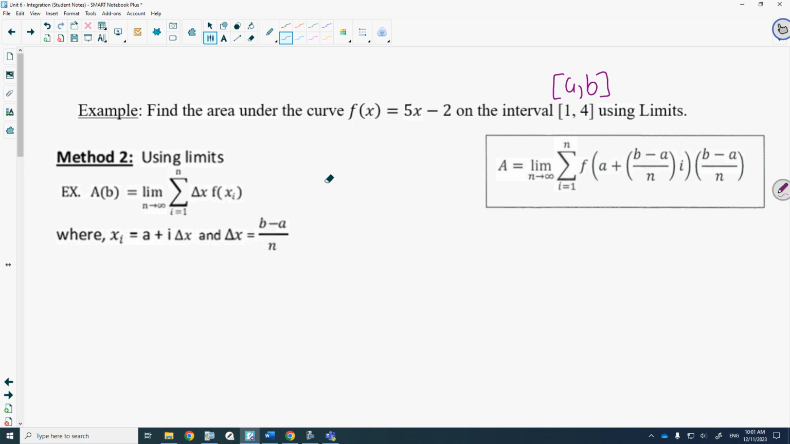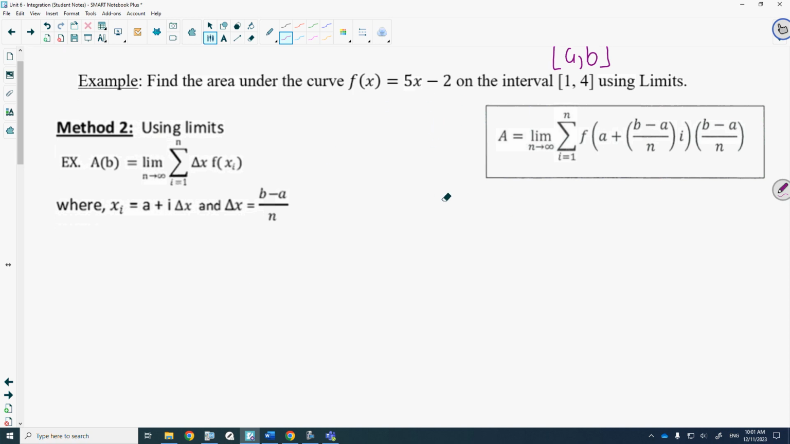Under this function, I'm going to create a number of rectangles, and I can calculate the area of each rectangle by multiplying the width of the rectangle by the height of the rectangle. So width times height will give me the area of one rectangle. What I want though is an infinite number of rectangles, and I'm going to sum up the area of each rectangle to give me the area under the curve from 1 to 4.